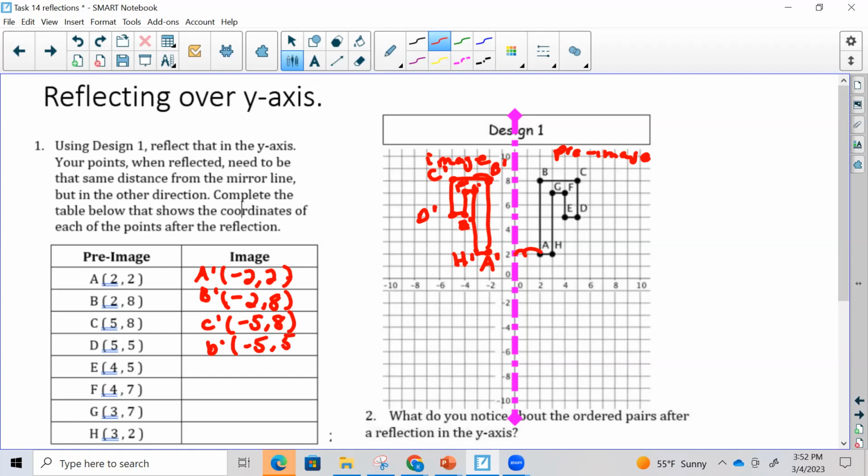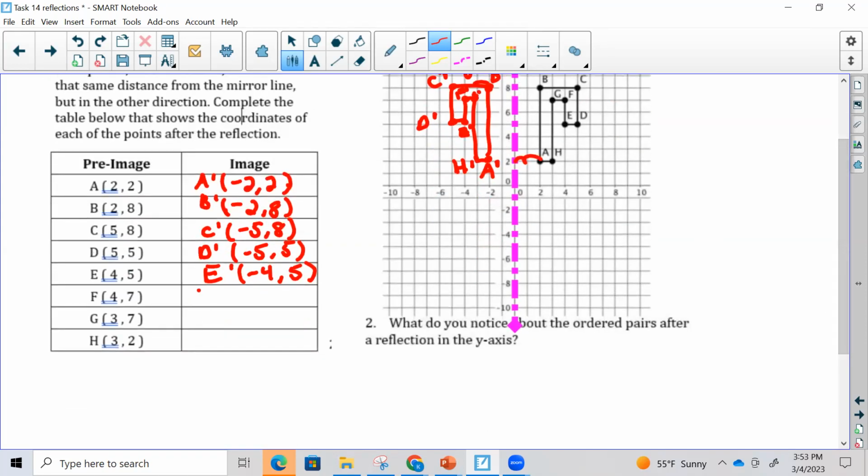Okay, so if we just stop there and look at a pattern for this, what we can see is, for A prime, the X coordinate is the same number, but opposite sign. The Y coordinate is the same. For B prime, the X coordinate, same number, opposite sign. The Y coordinate is the same. The same is true for C and the same is true for D. And so if we follow that pattern, then for E prime, we would think the X coordinate would be negative and the Y coordinate would be positive. And if we look at our graph, E prime is here, at -4, 5, and that's true.